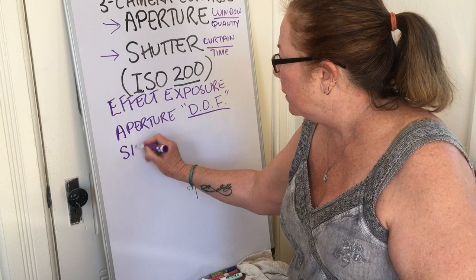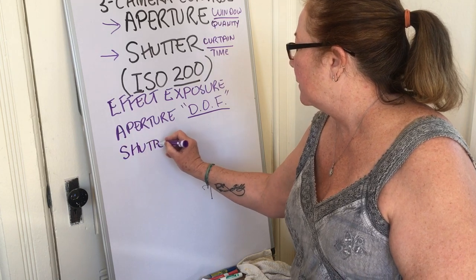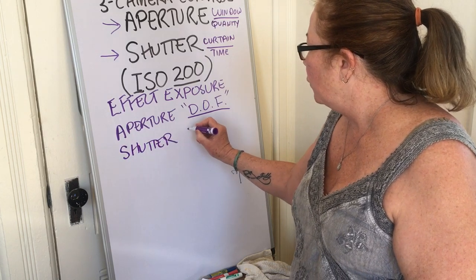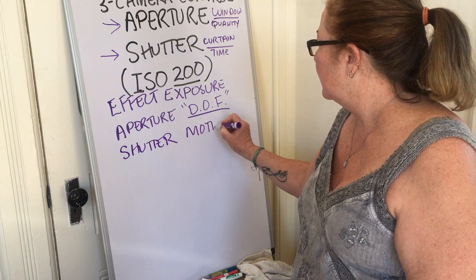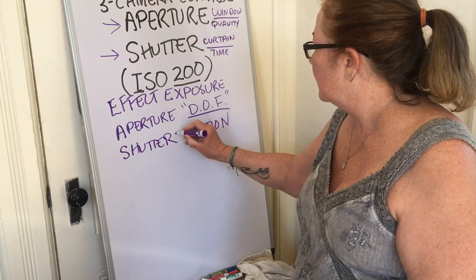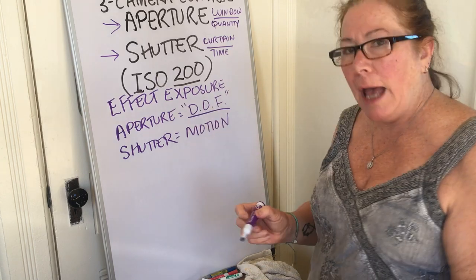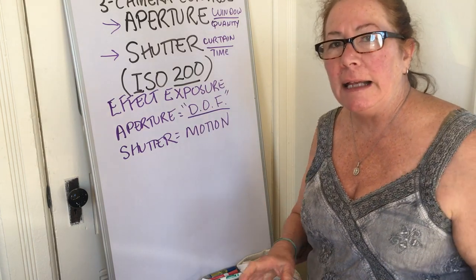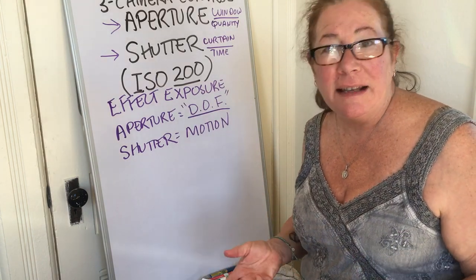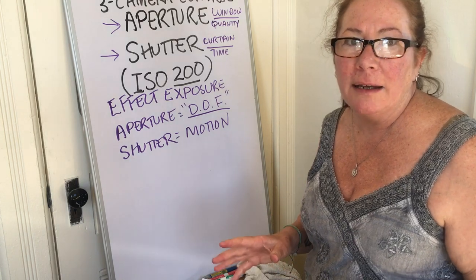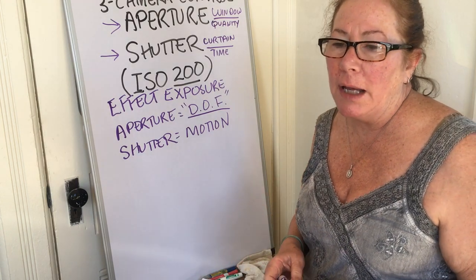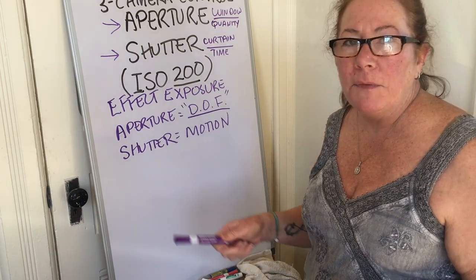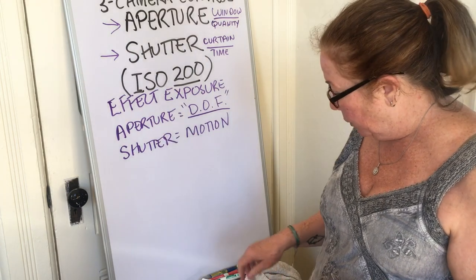And the shutter controls motion. So those are the two main things, and it'll help you with the success of your photographs if you think about that in your mind. Aperture is more about depth of field, and shutter is more about motion, okay?